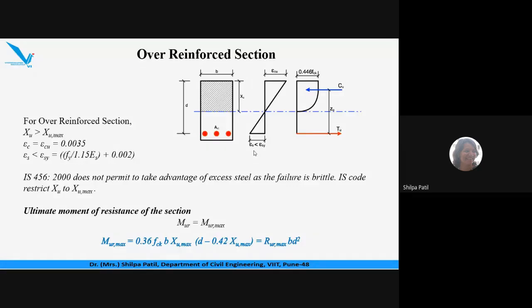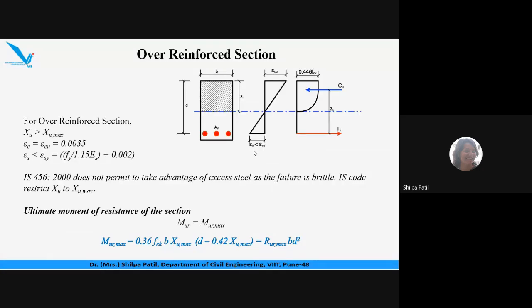So we can use that formula 0.87 Fy, but whatever is the stress in the steel at the time of failure, we must know that, and it will obviously be less than the Fy value. If we are using mild steel, then Fy is 250. So the stress in the steel at the time of failure in an over reinforced section will be less than 250, or less than 415, depending upon the grade of the steel. We must find out that value first, and then we can use that formula.